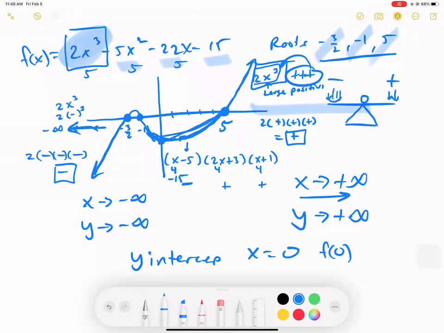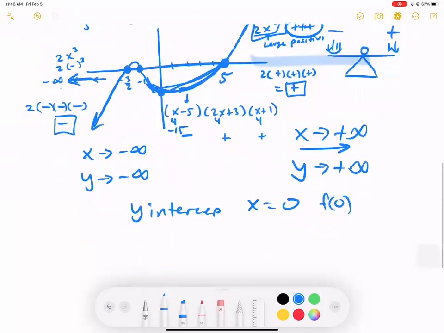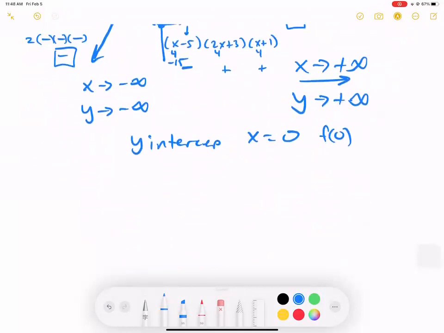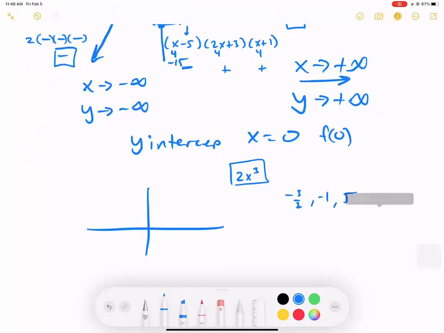So let me do the same problem quickly for you and show you how fast this graphing is. We said our roots for 2x cubed, that's our largest term, are negative 3 over 2, negative 1, and 5. You don't need to copy this. I'm just showing you how fast we can do this. We have roots, so go ahead and put dots on there.